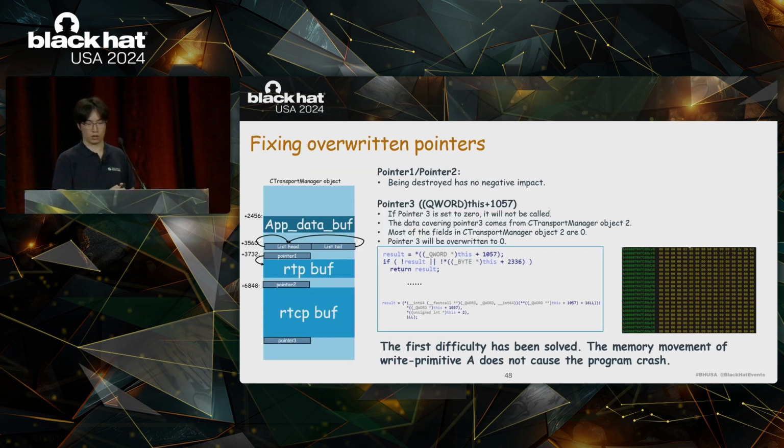And going on to say, corrupting pointer 1 and pointer 2 has no effect because they will be later assigned the correct value. As for pointer 3, if it is set to 0, it won't be used. So although we cannot control the overwriting value, they come from the unused C transport manager objects, whose values are mostly 0. And in our test, this pointer was indeed overwritten with 0. So far, we have solved the first challenge. After using primitive A's memory shift, the program will not crash.